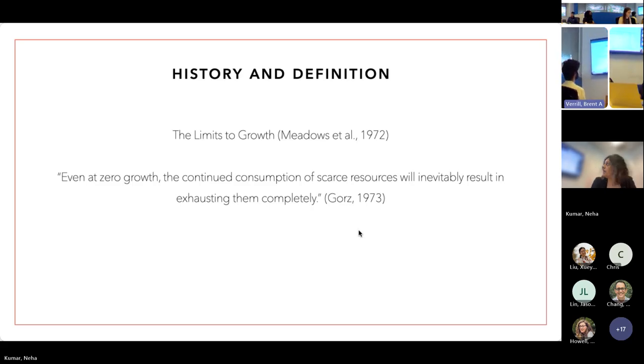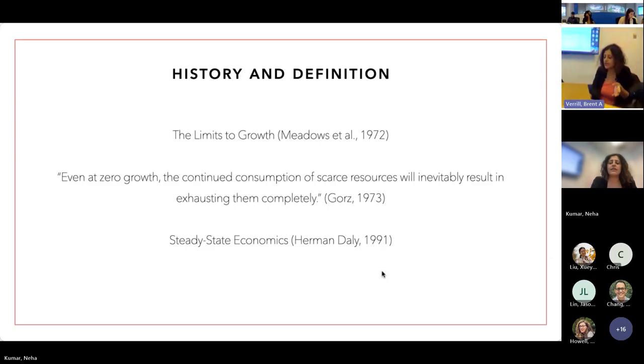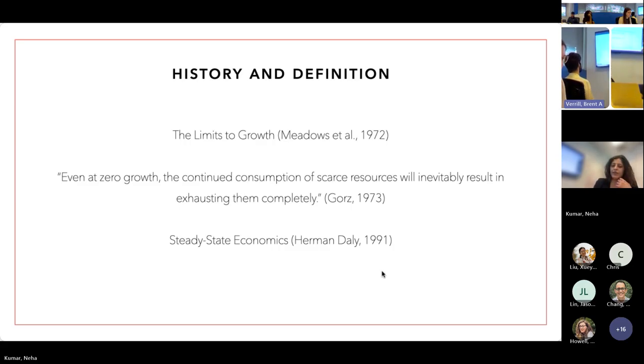Daly, in 1991, proposed the idea of a steady state economy that seeks equilibrium between population growth and production by maintaining a constant rate of material throughput. Daly emphasized that growth should be considered a temporary state until stability is achieved, after which further growth is undesirable. And these ideas have also made their way into the Sustainable Development Goal framework put forth by the UN.